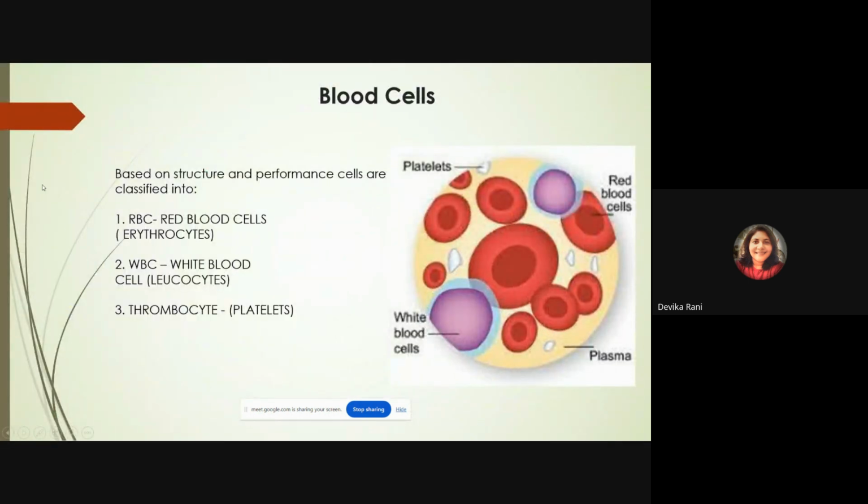Now, based on their structure and performance, the blood cells are classified into red blood cells, which are called erythrocytes, white blood cells or leukocytes, and thrombocytes, which are also called platelets. So you can see we have the red blood cells, the platelets, the white blood cells, and of course the plasma surrounding.